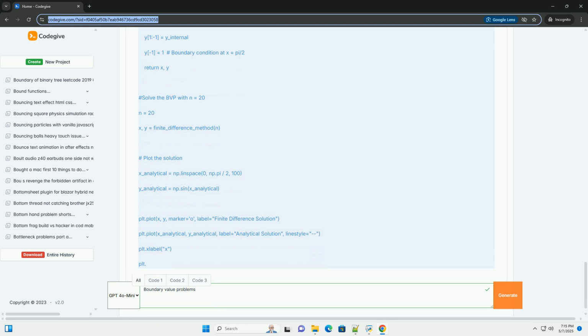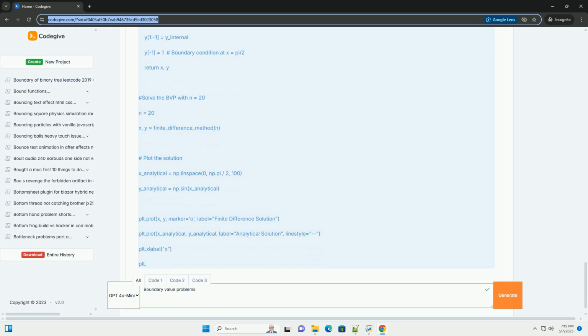3. System of equations: substituting the finite difference approximation into the differential equation y''(x) plus y(x) equals 0 at each internal grid point, we get a system of n algebraic equations. (y_{i-1} minus 2y_i plus y_{i+1}) divided by h squared plus y_i equals 0. This can be rewritten as y_{i-1} plus (minus 2 plus h squared) y_i plus y_{i+1} equals 0.